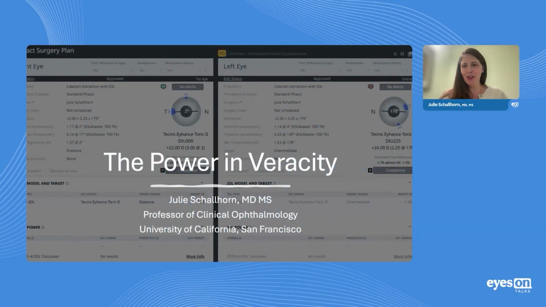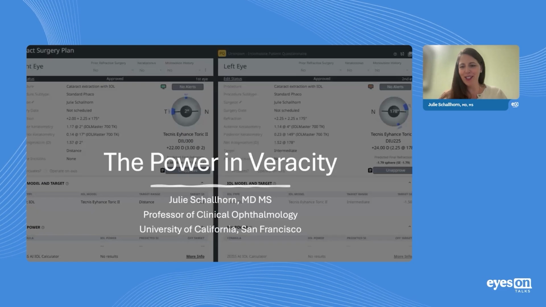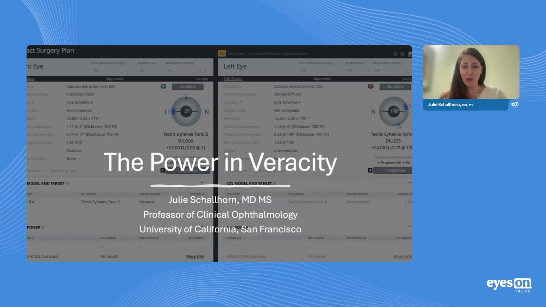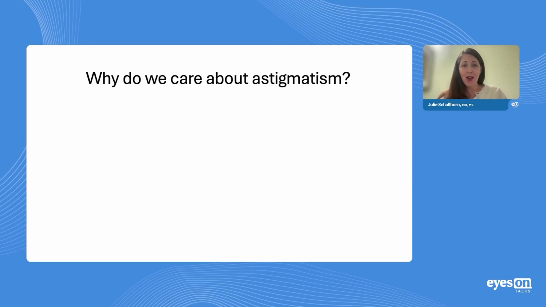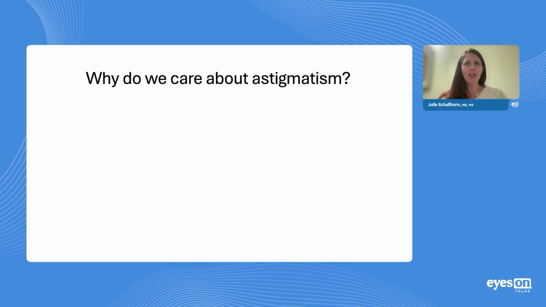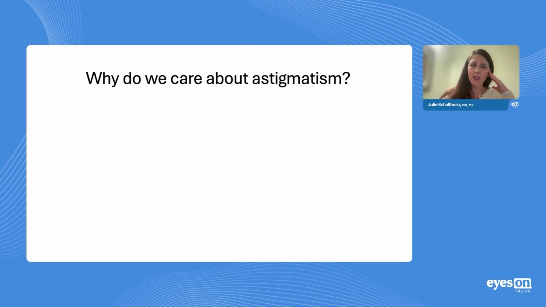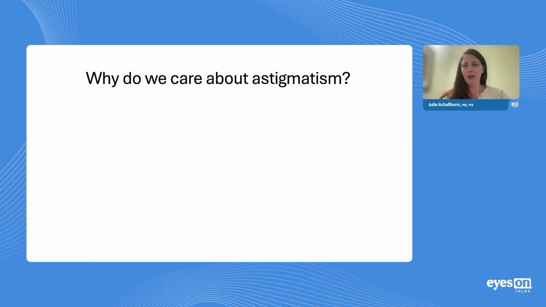Excited to be here. Today I'm going to be talking about the power in Veracity and why I think Veracity is really great and really helpful. Okay, so one of the reasons why I like Veracity is because it comes back to astigmatism. And why do we care about astigmatism?